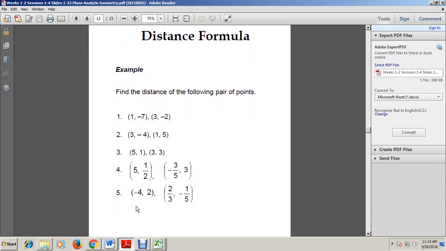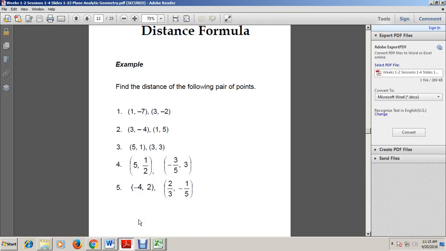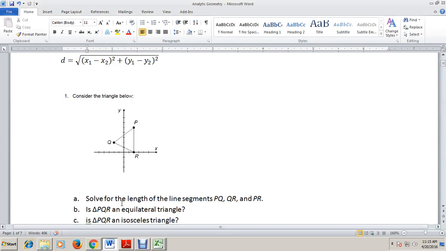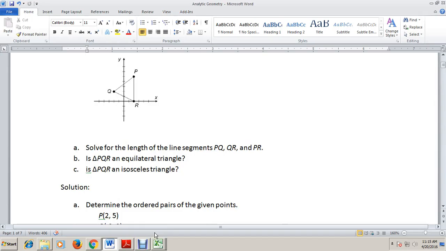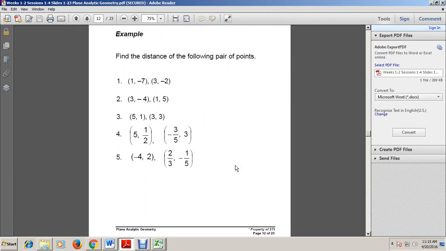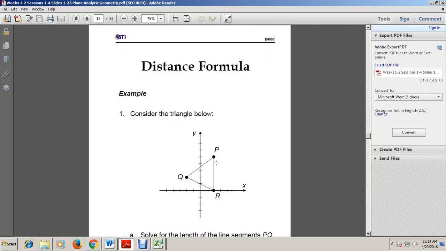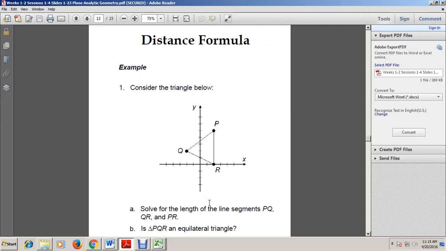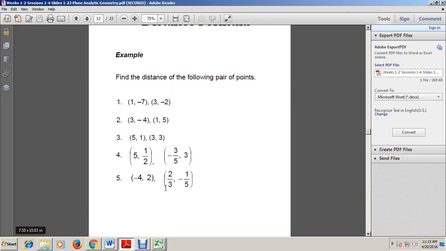Let's have a few examples on the distance formula. In this example, we are asked to find the distance between the following points: 1, -7 and 3, -2. I'll be doing the set of examples here in the figure with a triangle, and I'll be asking you to do the set of examples here, finding the distance between the following points instead, as part of your exercises.